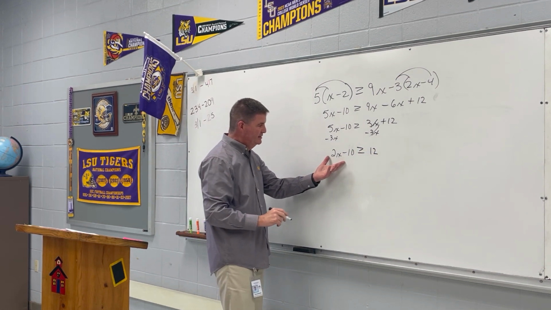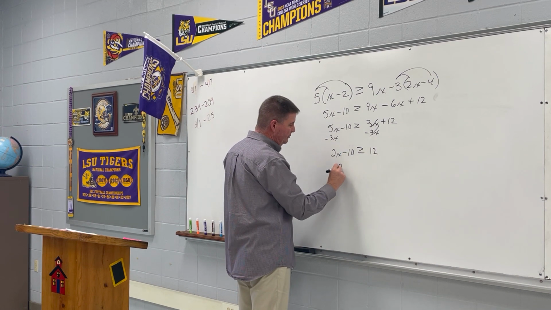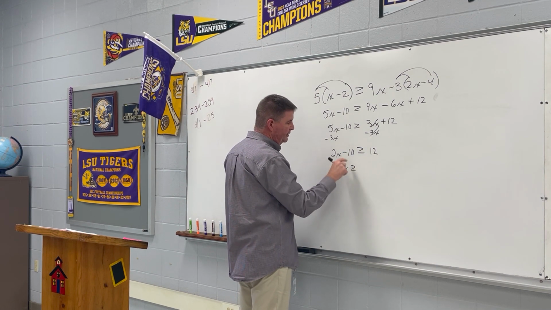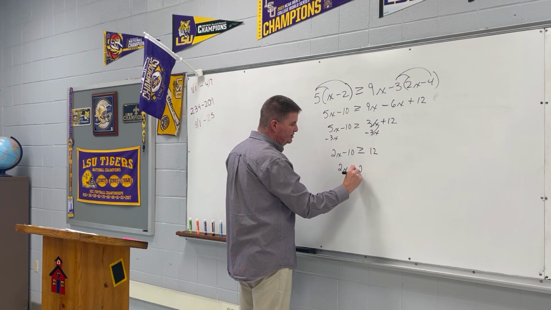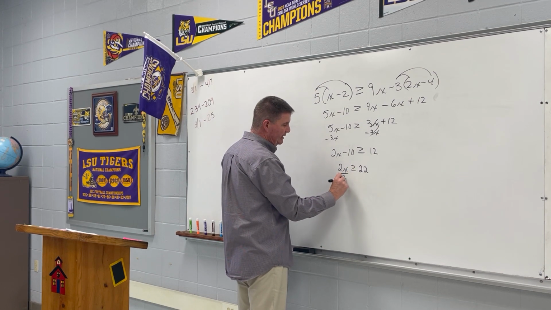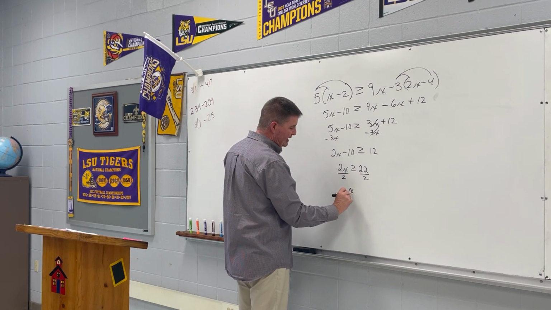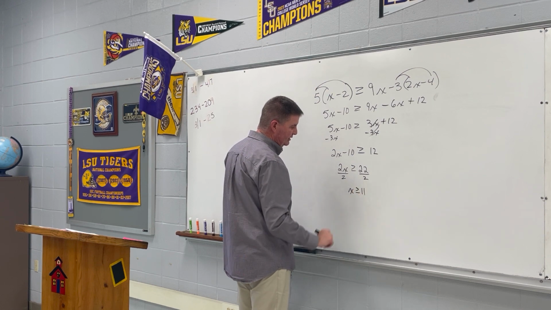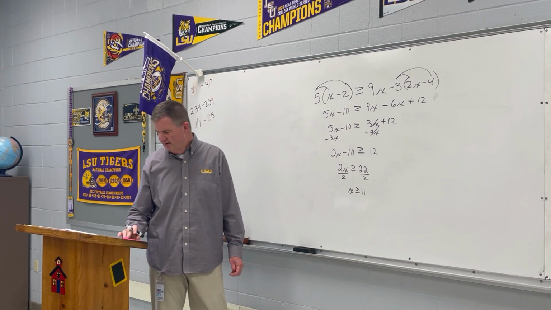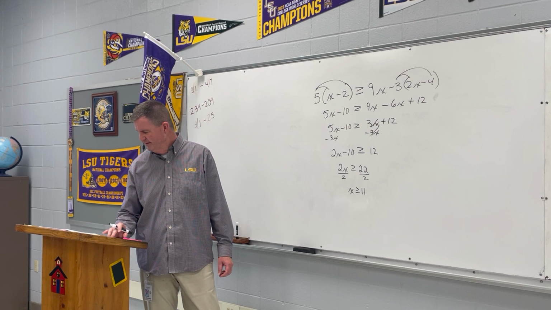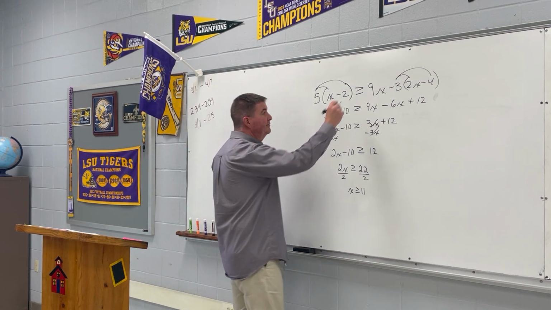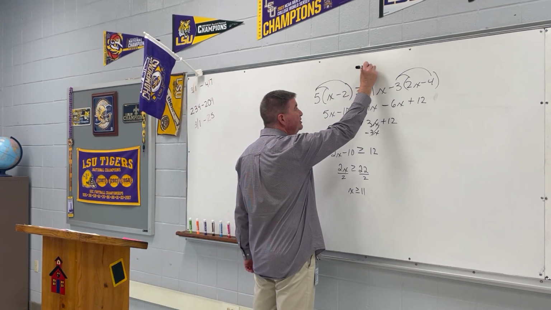Now we're back to this situation. I'm going to bring the 10 over, so 2x is greater than or equal to 10 plus 12, which is 22. Divide by 2, divide by 2, x is greater than or equal to 11. In this one here, they're giving it in interval notation.